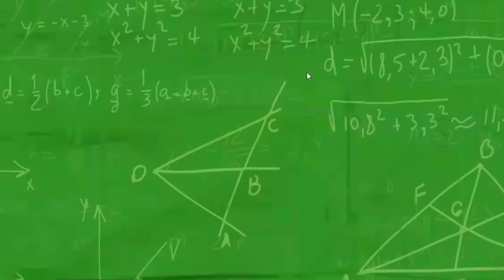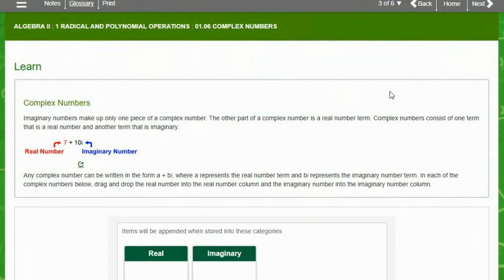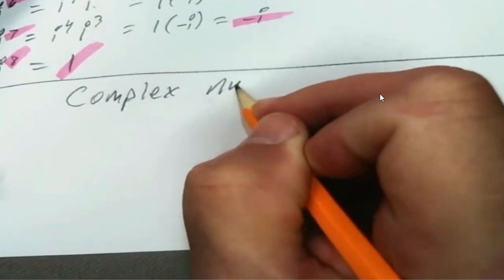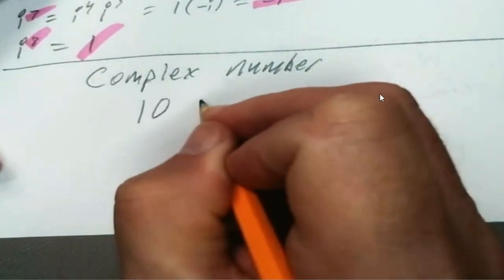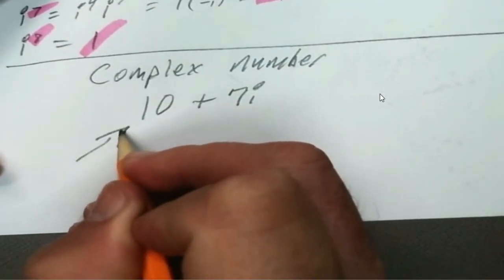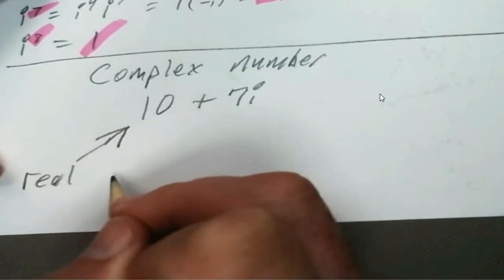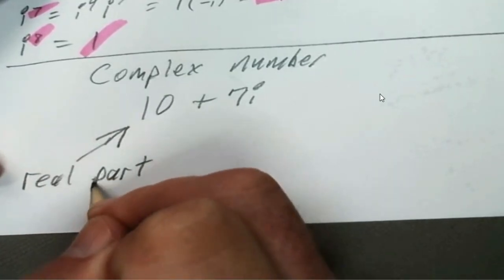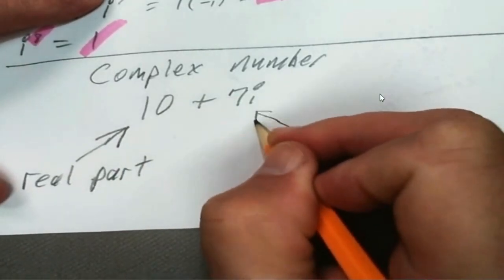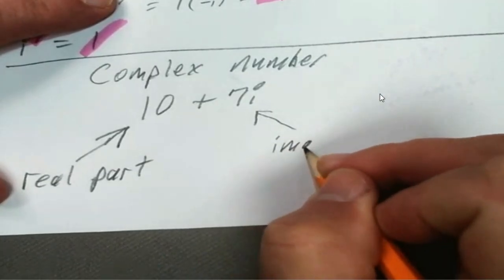All right, page 3. So a complex number. We've been wanting to know about a complex number all along. That was the title of our lesson. So let's put what a complex number is in our notes. A complex number could be something like 10 plus 7i. 10 is the real part. That's a real number. 10 is the real part of the complex number. The complex numbers also have an imaginary part.